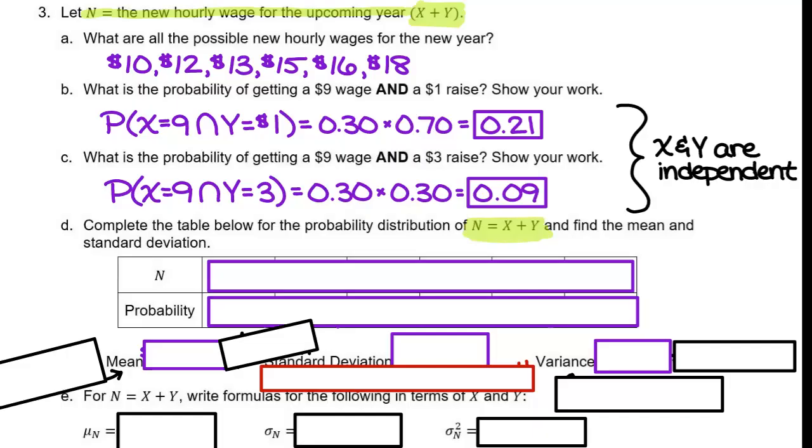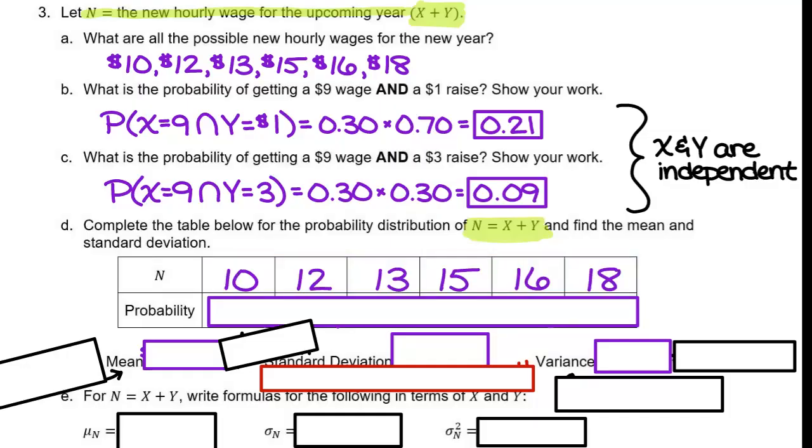Okay, so that's how I calculate 9 and 1, which would be this $10 an hour. Here's how we calculate 9 and 3, which would be the probability of $12 an hour. I would like for you guys to fill in this table. What's going to go across the top, though? Because I think we already have that. Yes, 10, 12, 13, 15, 16, and 18. Those are all the new possible hourly wages.